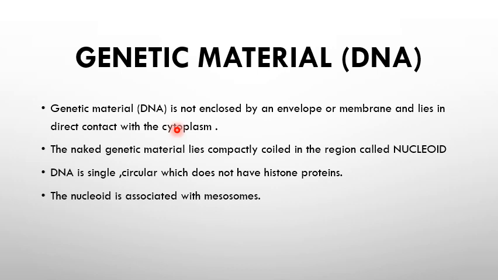So the naked genetic material lies compactly coiled in the region, and we call that genetic material the nucleoid. And the DNA of the prokaryotic cell is single, circular, and does not have histone proteins. So there is just DNA, no proteins are present, and the nucleoid is associated with the mesosomes. As we have already discussed, they are the infolding of the plasma membrane.